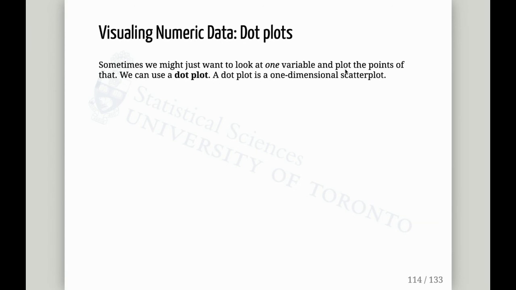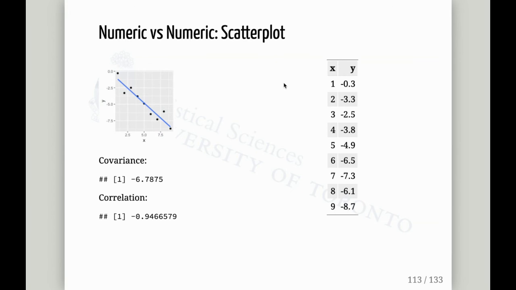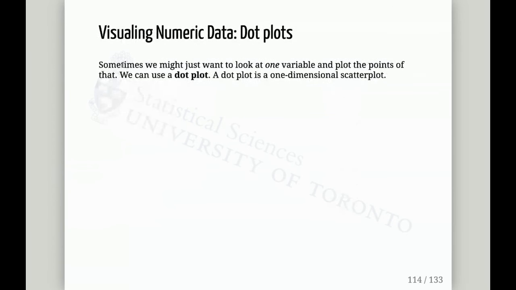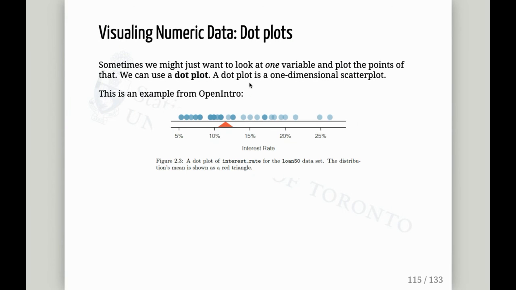Sometimes we might just want to look at one variable and plot the points of that variable. So we can use a dot plot. And the reason I'm showing you a dot plot after a scatter plot is just I feel like most of us have seen scatter plots more than dot plots, right? So a dot plot is just a one-dimensional scatter plot. I will be honest, I usually do not use this.